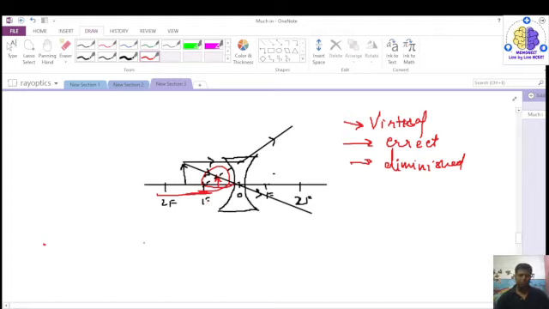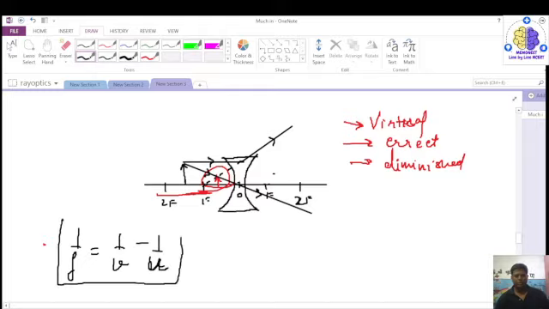Now let's talk about the lens formula. The lens formula is 1 by f is equal to 1 by v minus 1 by u, right? This is the lens formula. Again here we have to put the values using the sign convention, right?